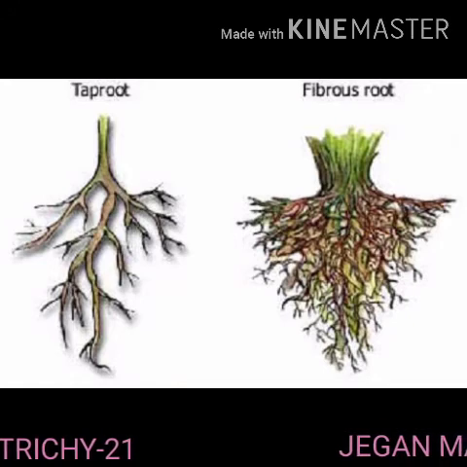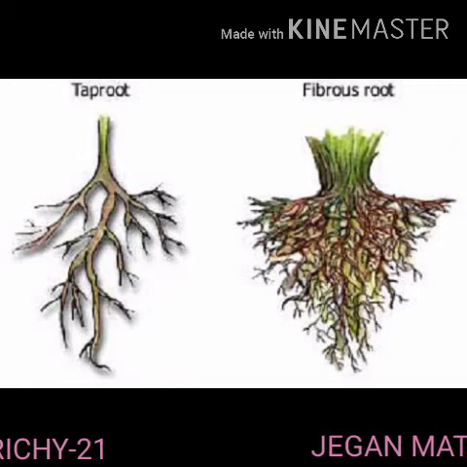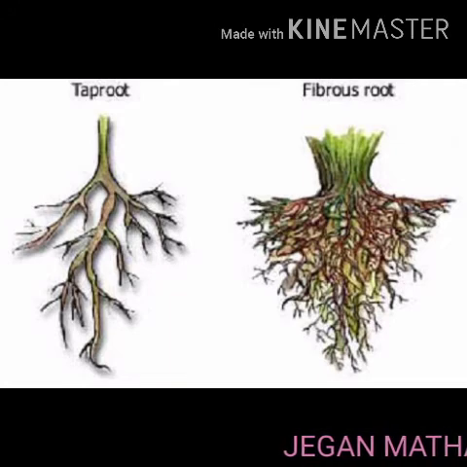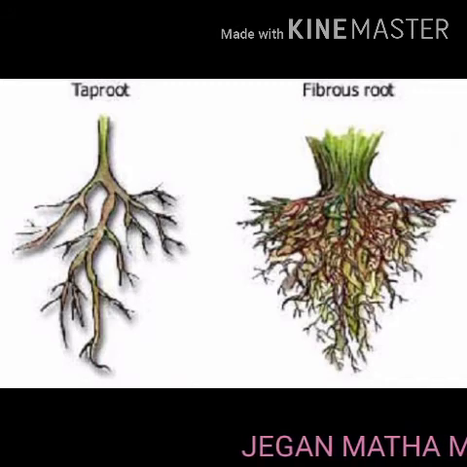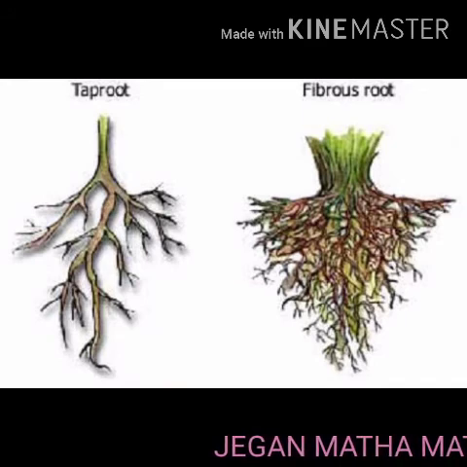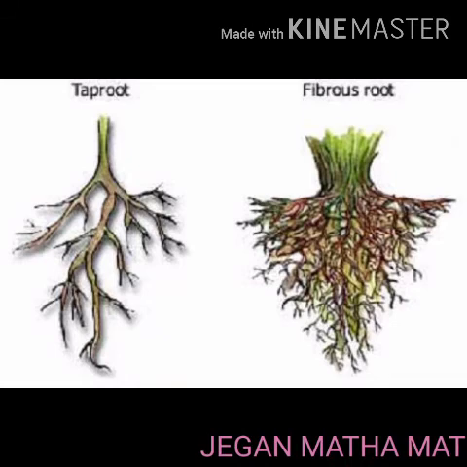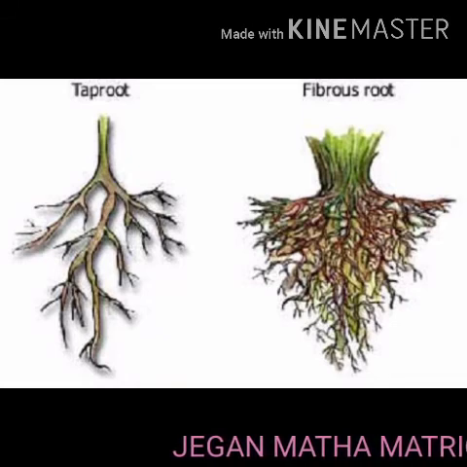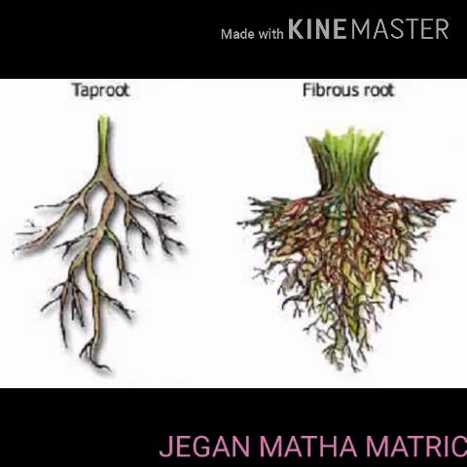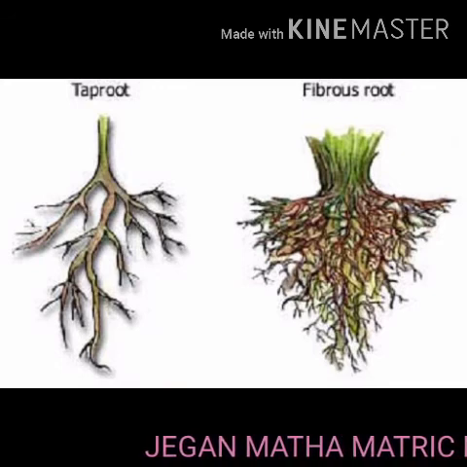Taproot system. Primary root is the direct prolongation of the radicle. When the primary root persists and continues to grow, as in dicotyledons, it forms the main root of the plant and it is called the taproot. Taproot produces lateral roots that further branch into fine roots. Lateral roots along with the branches are together called secondary roots.